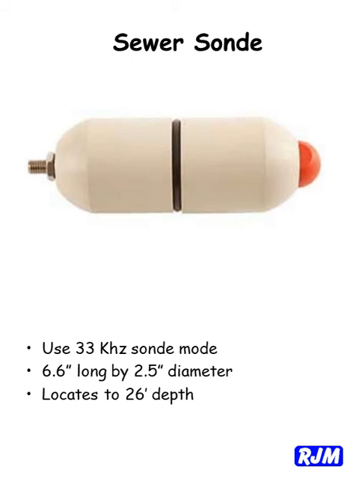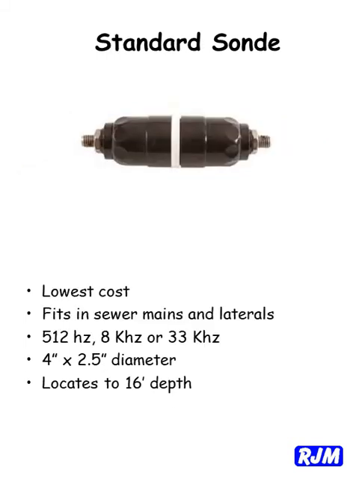The sewer sonde is a common way to locate sewer mains. It uses 33 kilohertz sonde mode. It's 6.6 inches long by 2.5 inches in diameter and can be located to 26 feet deep. The standard sonde is the lowest cost and fits in laterals and sewer mains and uses a standard battery. It's available in 512, 8 kilohertz, and 33 kilohertz. It can be located up to 16 feet deep.